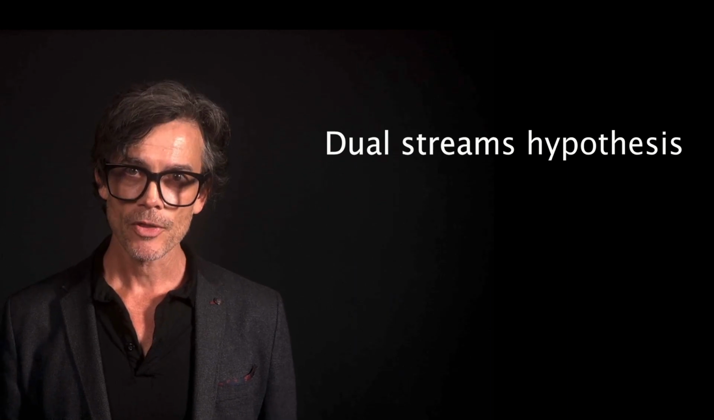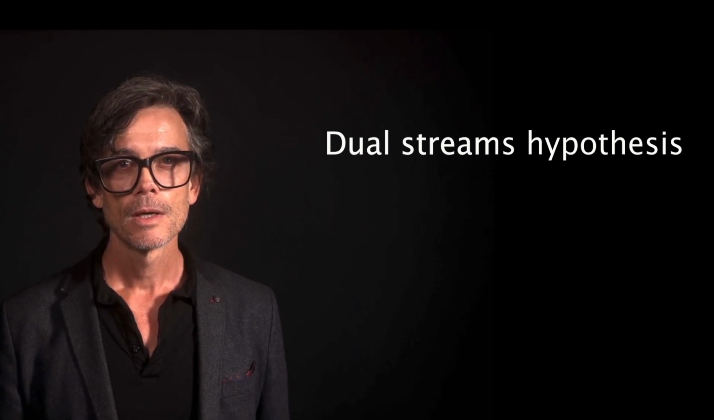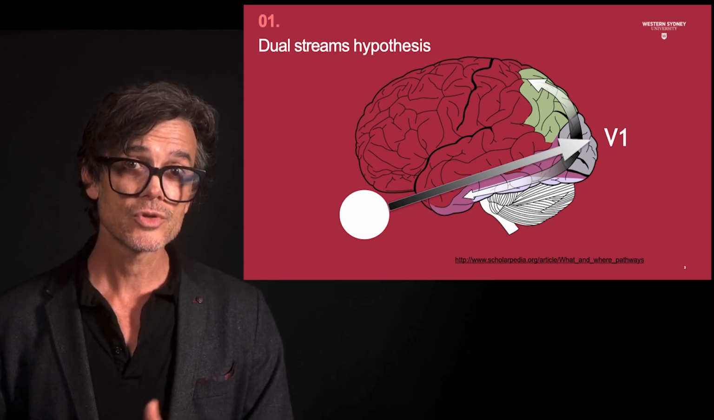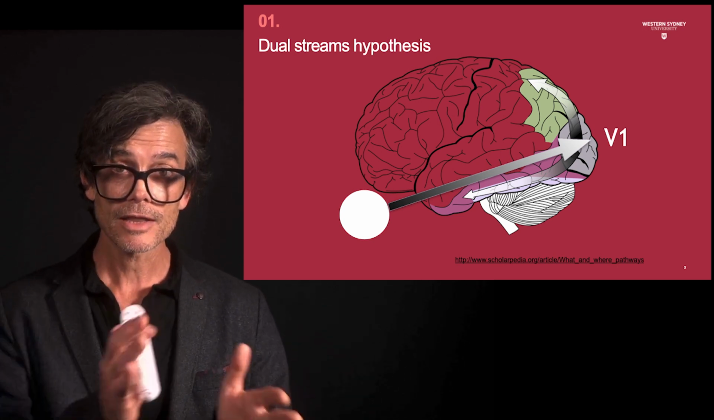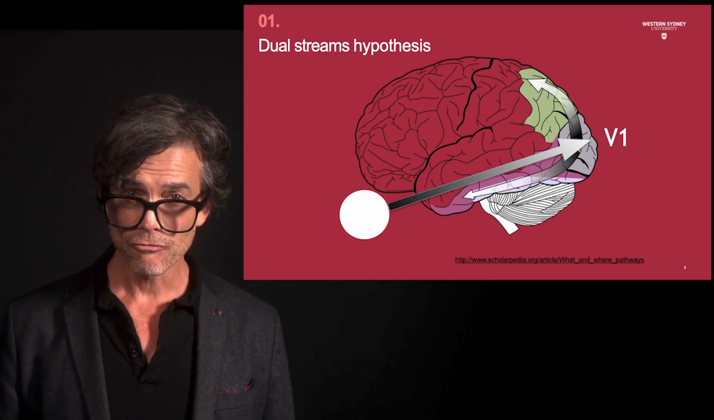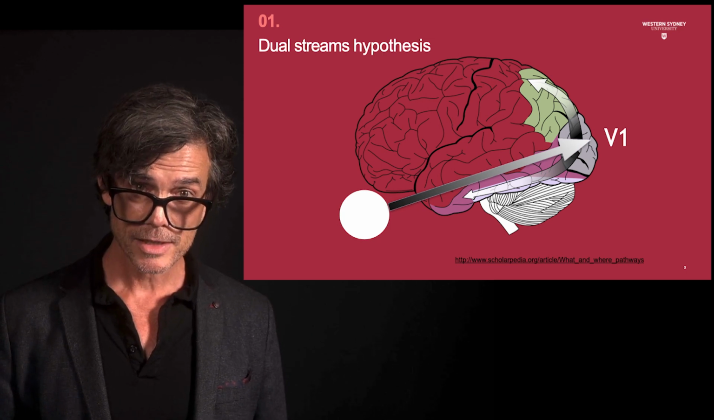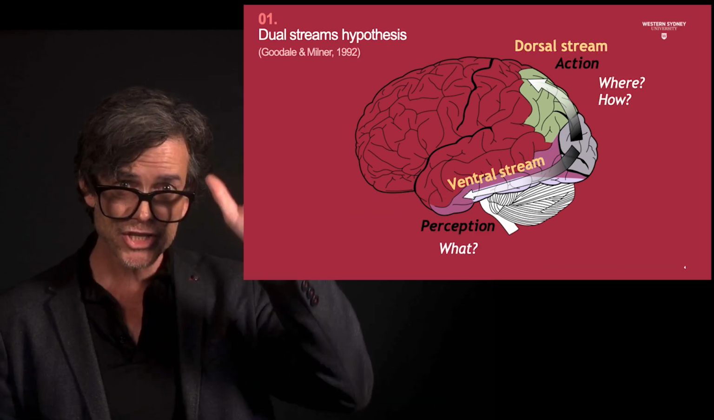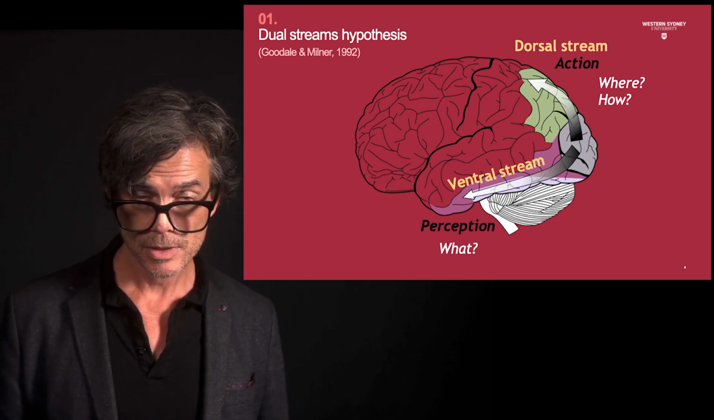Part 1. The dual streams hypothesis. Now, in our previous explorations of the human visual system, we discussed how visually evoked neural information is transmitted from the retina to the primary visual cortex via the lateral geniculate nucleus. Once this neural information reaches the primary visual cortex, or V1, it undergoes a bifurcation into two streams.